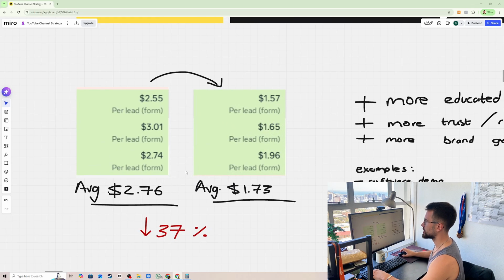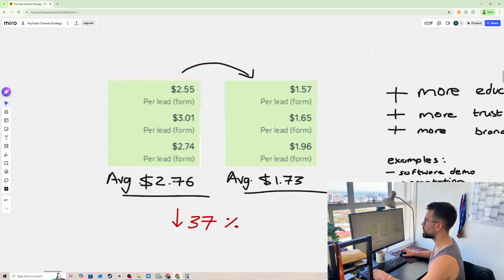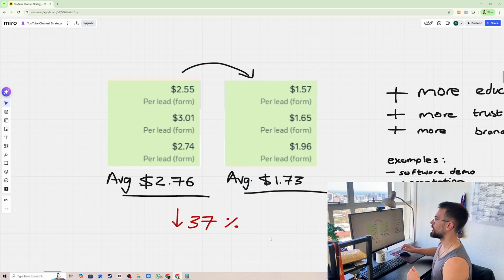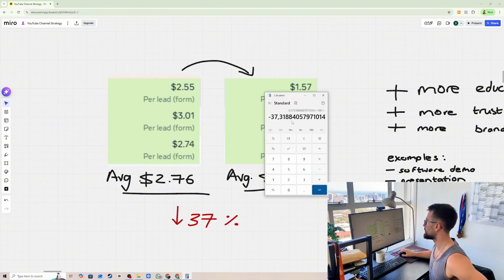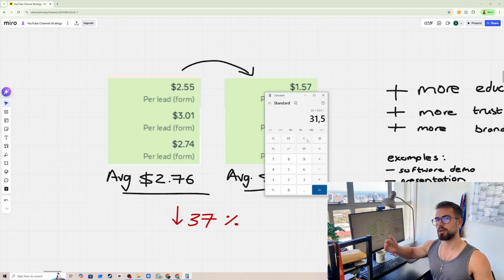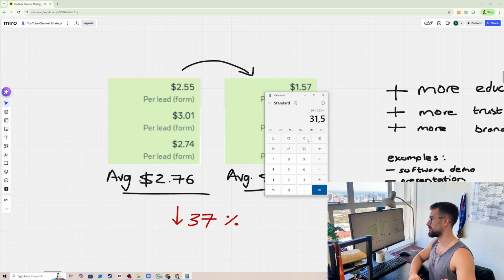Now, we did this as an example, and we found that our cost per lead went from $2.76 all the way down to $1.73. So our cost per lead went down by 37%, which is a big change. If you are getting more expensive leads currently, maybe your leads are $50. If your leads are $50 and they're going down 37%, let's do the math here. 50 times 0.63, your new lead cost is now $31. So you can get your lead cost down over 30% by educating instead of selling.